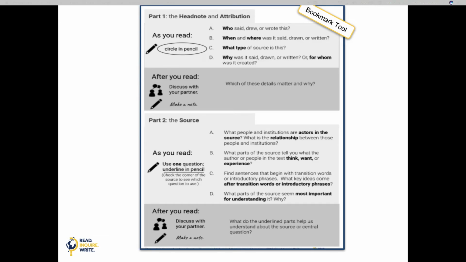To help you read these sources, your teacher will provide you with this bookmark. The Bookmark Tool will help you understand, analyze, and evaluate sources about the Cherokee removal. The bookmark prompts you to make annotations or detailed notes about the sources. You'll do this as you read and after you read.